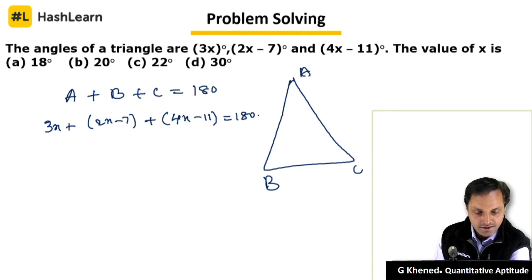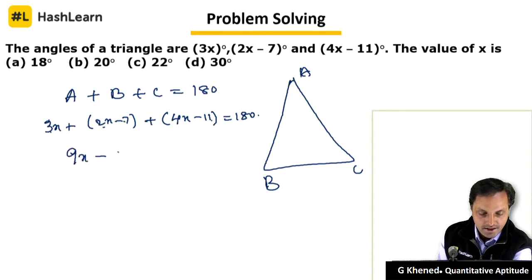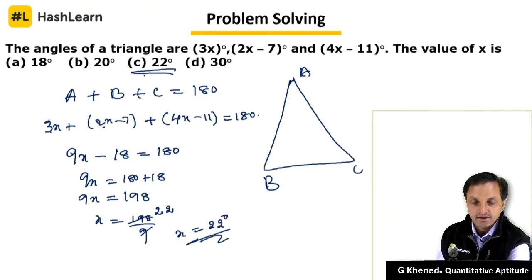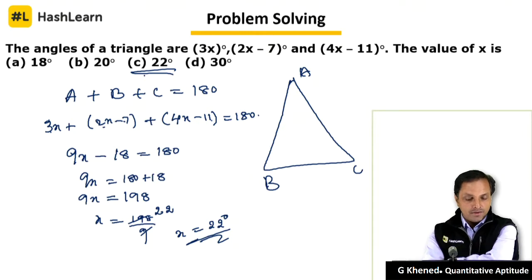180. 3x plus 2x plus 4x is 9x, minus 18 is equal to 180. 9x is equal to 180 plus 18, so 198. x is 198 by 9. Let us check, 9 ones are 9, 9 twos are 18, and 9 twos are 18, so x is 22 degrees. Is there any option of that kind? There is an option C, which gives you 22 degrees.